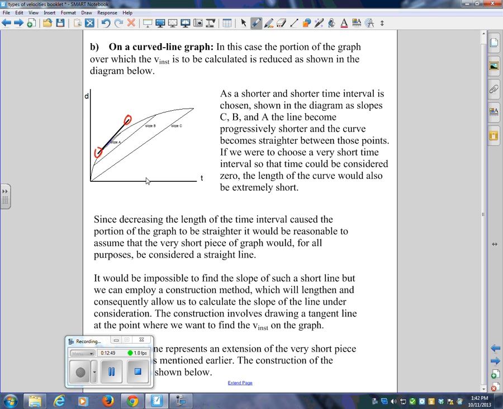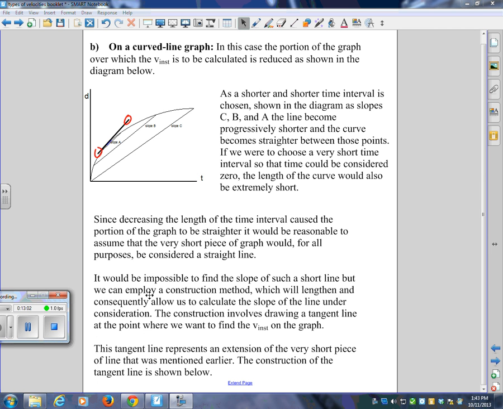Okay, so since decreasing the length of the time interval caused the portion of the graph to be straighter, it would be reasonable to assume that a very short piece of graph would, for all purposes, be considered a straight line. It would be impossible to find the slope of such a short line, but we can employ a construction method which will lengthen it and consequently allow us to calculate the slope of the line under consideration. The construction involves drawing a tangent line to the point where we want to find the instantaneous velocity on the graph. This tangent line represents an extension of the very short piece of curve, I should say, not line, that was mentioned earlier. The construction of the tangent line is shown below.